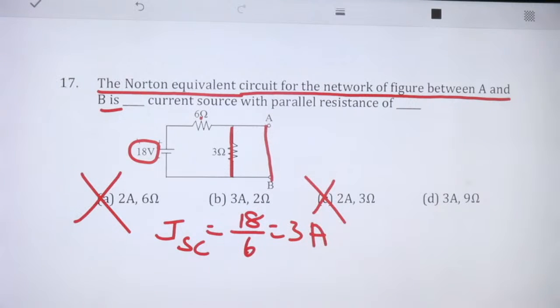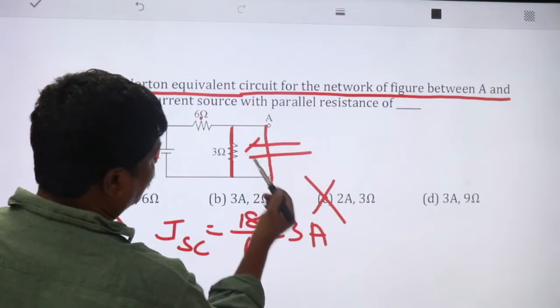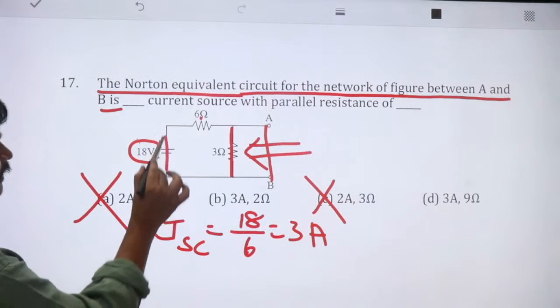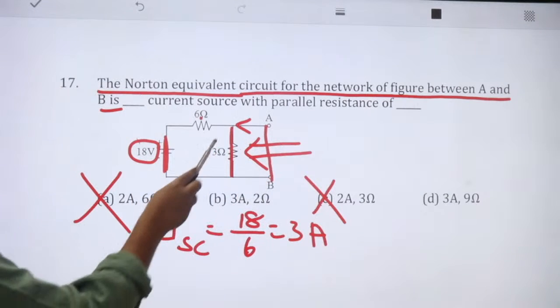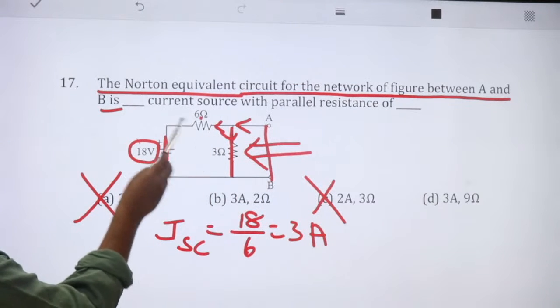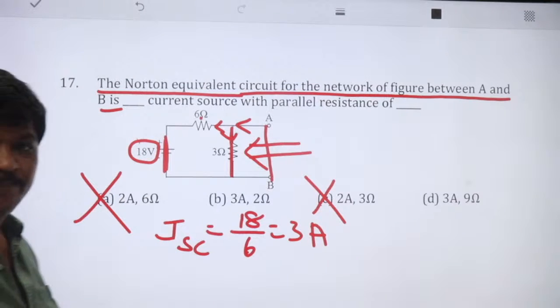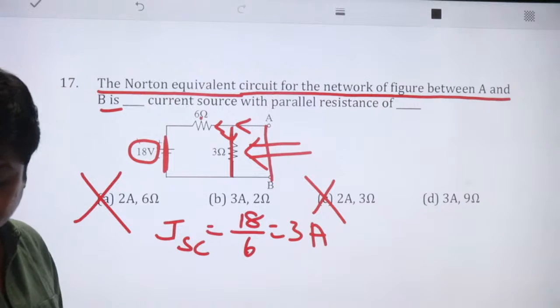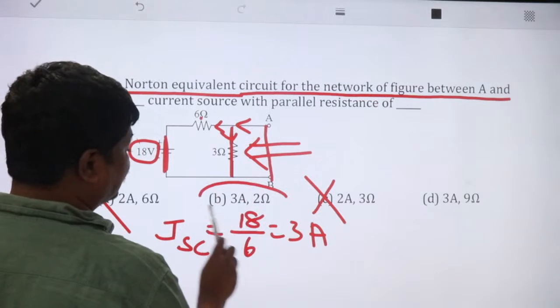When you want to calculate the Norton's equivalent resistance, you must look from this terminal, make the voltage source 0, and drive current from this point. Whenever current is driven from this point, these two are in parallel. 6 in parallel with 3. 6 into 3 by 6 plus 3 becomes 2 ohms. So I hope the answer is D.